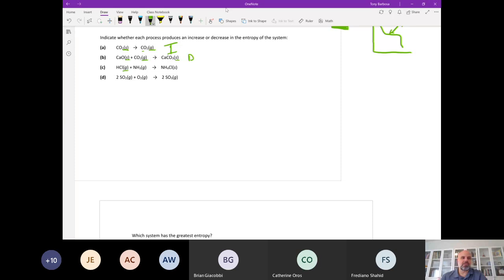And we have gas going to solid, so we're going to have a reduction of movement, so we're going to have a decrease there. And then the last one where we have gas going to gas. So we have to take a look and say, okay, how many molecules are there, right? So we're going to have 2 reacting with 1 going to 2. So we're going to decrease the number of molecules. So this is also going to be a decrease as well, right? Hopefully that makes sense to everyone. Questions?